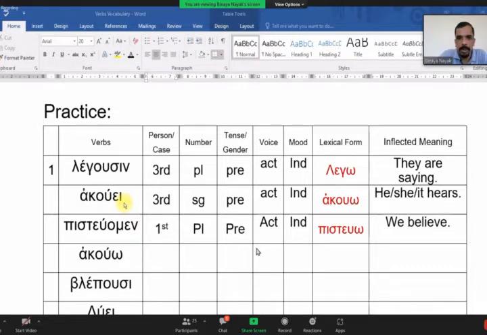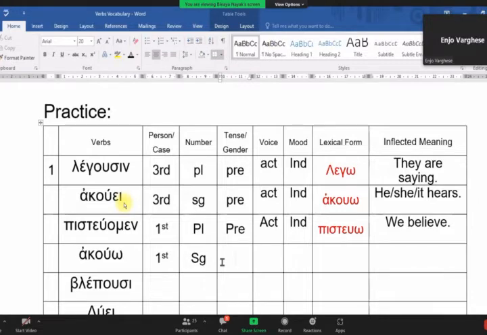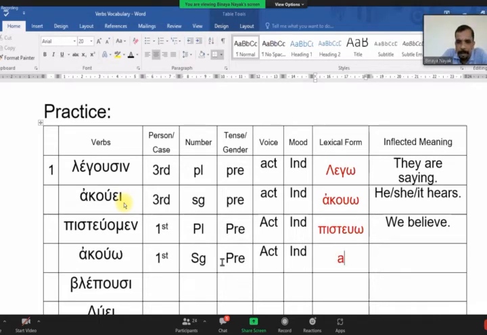Shall I ask Enjo? Vargis, would you try with the fourth? Akuo. Yes. First person singular. Present indicative. Present, then you say voice, active. Then you say mode. Then you say lexical form. This is the same will come as lexical form. Okay. I hear.